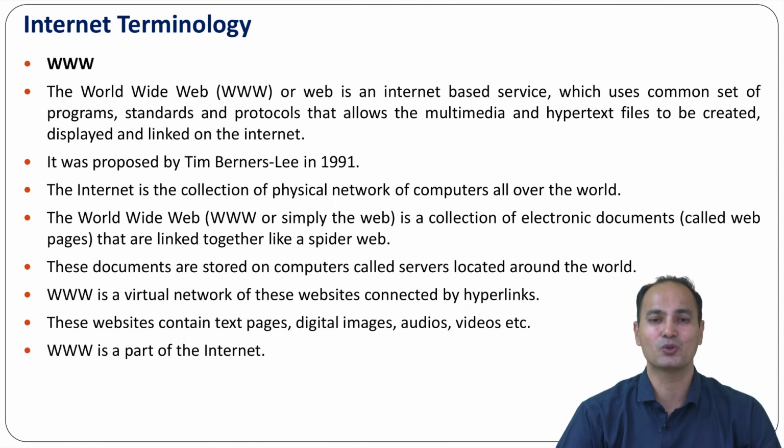These documents are stored on computers called servers located geographically somewhere around the world. The World Wide Web is a virtual network of these websites connected by hyperlinks. These websites contain text pages, digital images, audio, videos, or any other kind of data. So websites may have any kind of data in terms of text, videos, audio, or any other format as well. So it's a part of the internet.